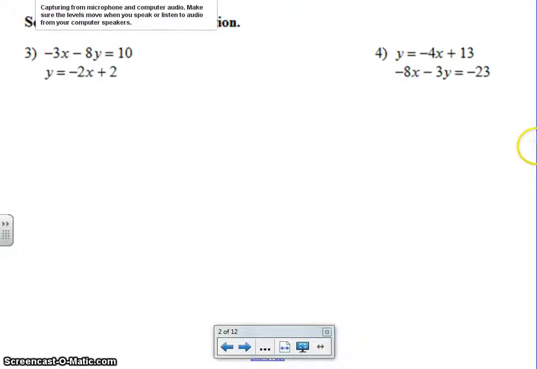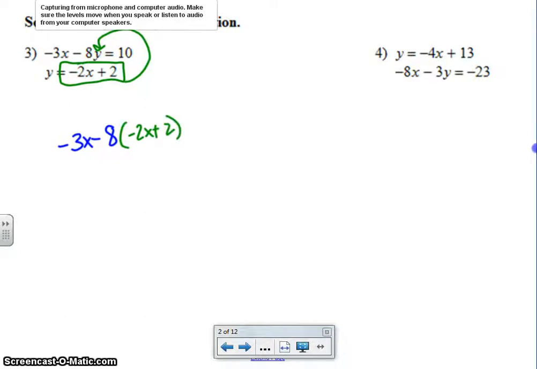The next system is set up to solve in what we call the substitution method. You'll notice this second equation says y equals -2x plus 2. That means anytime I see a y, I could replace it with -2x plus 2. And I'm going to do that right here into the top equation. So we're going to start with -3x minus 8, but then instead of y, we just saw that I could replace it with -2x plus 2. And apparently this equation is going to equal 10.